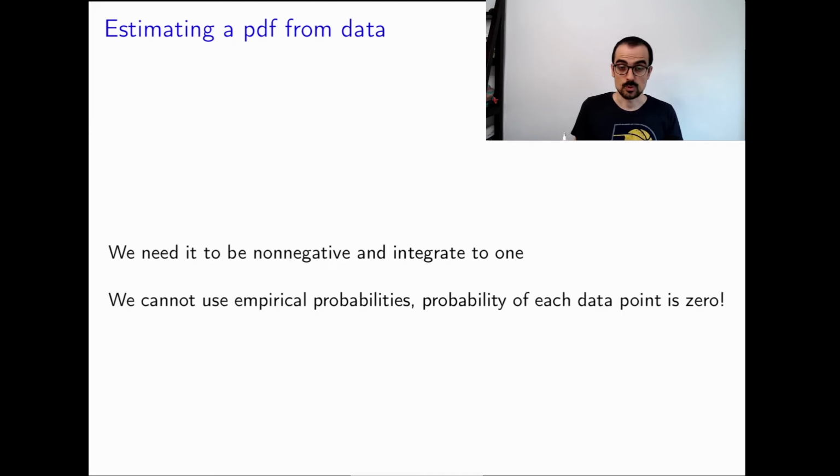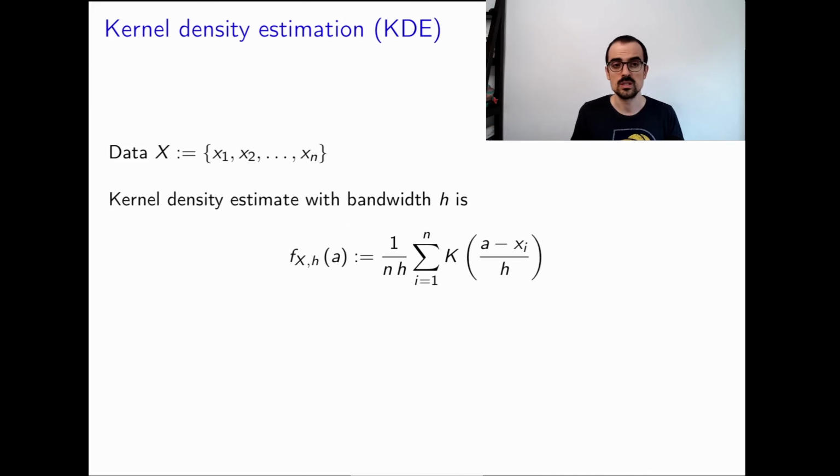We cannot use empirical probabilities in the case of continuous quantities because the probability of each data point is 0. This is something that we already discussed when we were considering a single continuous quantity. Instead, what we tend to do is estimate the density directly, and we saw two ways of doing that: the histogram and kernel density estimation. Kernel density estimation extends in a more natural way to multiple dimensions, so we're going to focus on that. Although you could also have multidimensional extensions of the histogram, and the ideas would be very similar.